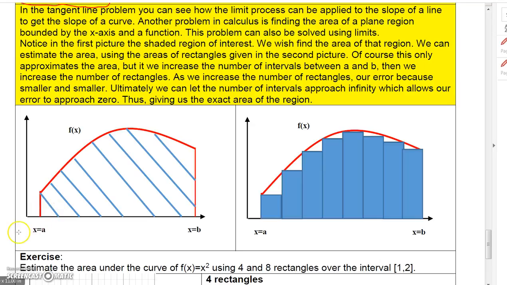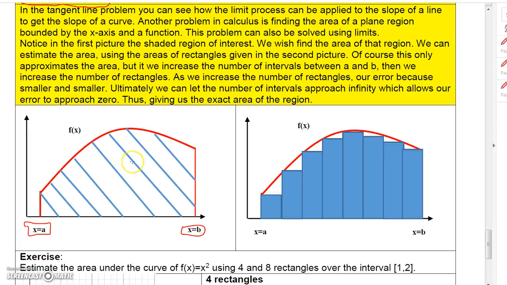Notice that I'm going to go from x equal a to x equal b. Now these slanted lines are just to show you what the shaded region is. So what I want to do is figure out a way to find the area between the x-axis and this curve as x goes from a to b. In other words, I'm looking for the area of the shaded region.